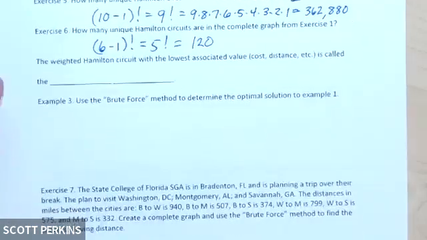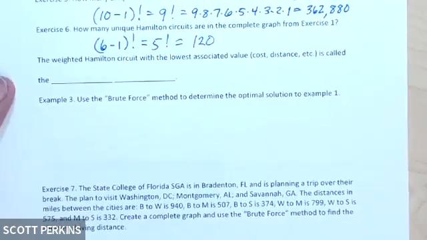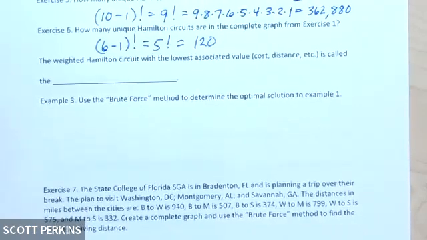So the next thing, the weighted Hamilton circuit with the lowest associated value, whether it's cost or distance or whatever, is called the optimal solution.